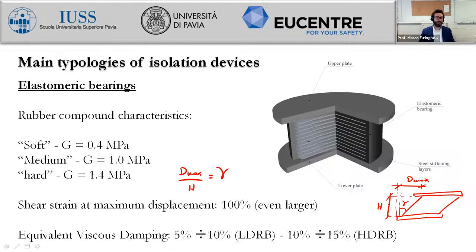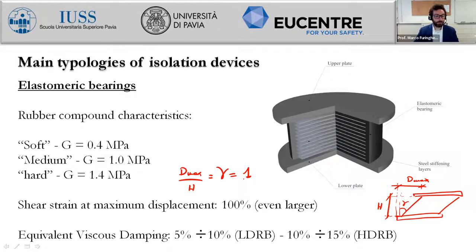Actually, we can say that generally the isolator height is exactly equal to the maximum displacement, because 100% is the same thing as saying gamma equal to one. So this means that the height of the device is exactly equal to the maximum displacement, which is the outcome of the design procedure.